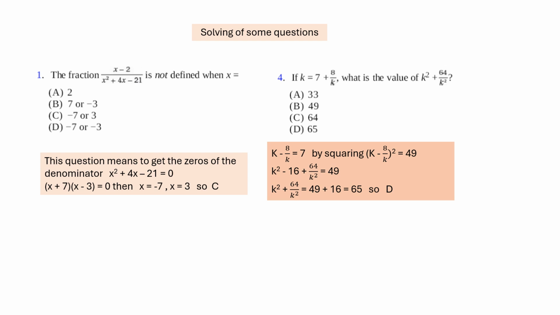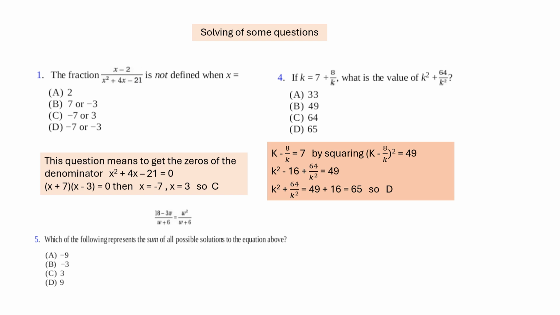Square both sides. So expand the square: k squared minus 16 plus 64 over k squared equals 49. Look, k squared plus 64 over k squared is what we need. So just move negative 16 to the right-hand side as positive. So the answer will be 65, which is D. Try to do this by hand after the lecture to practice by yourself.